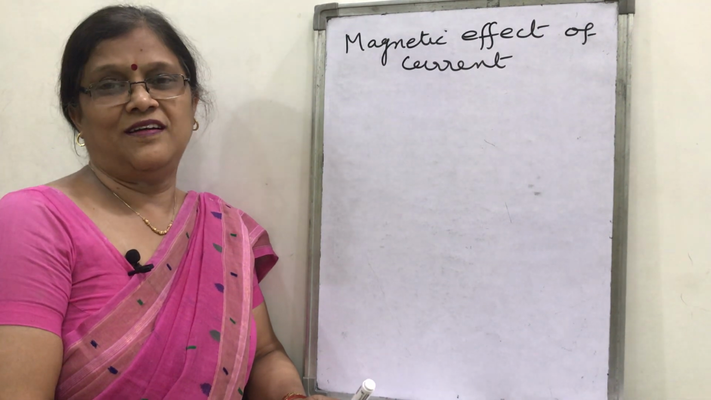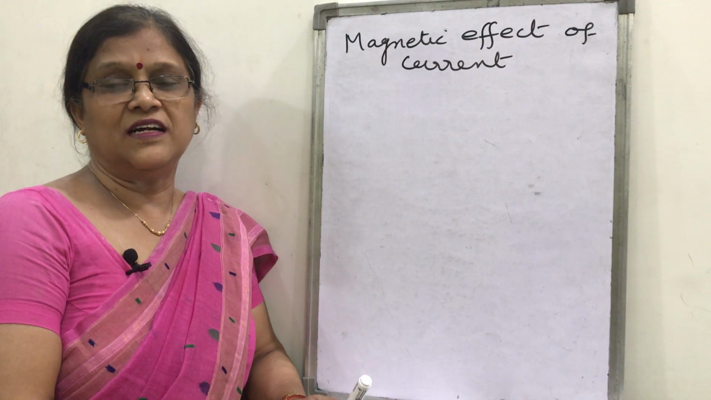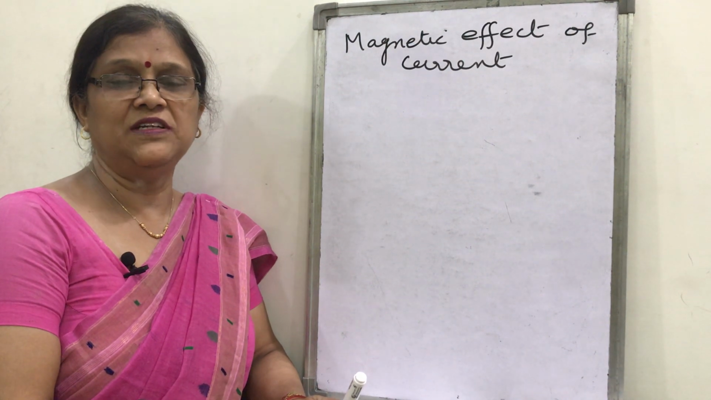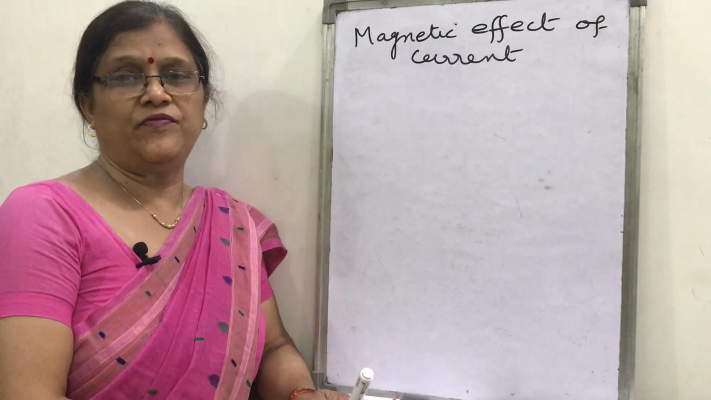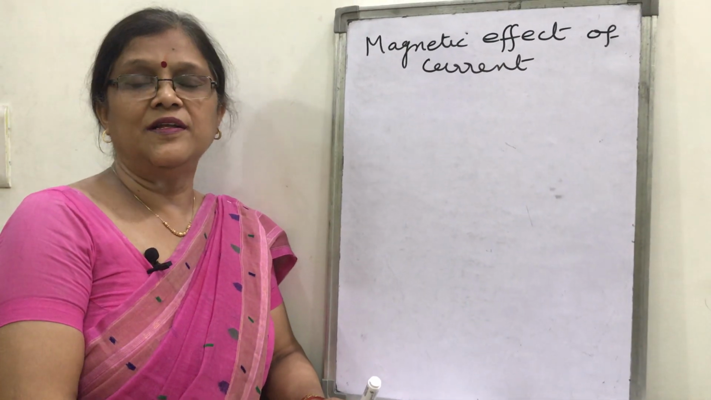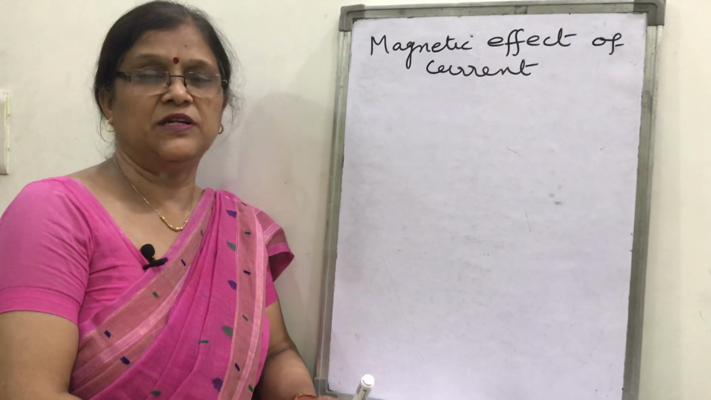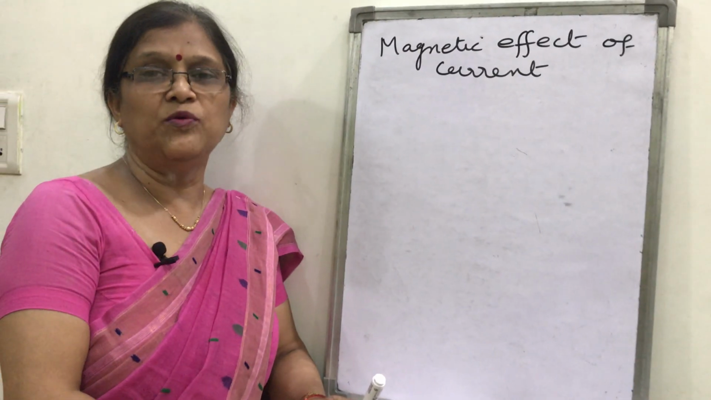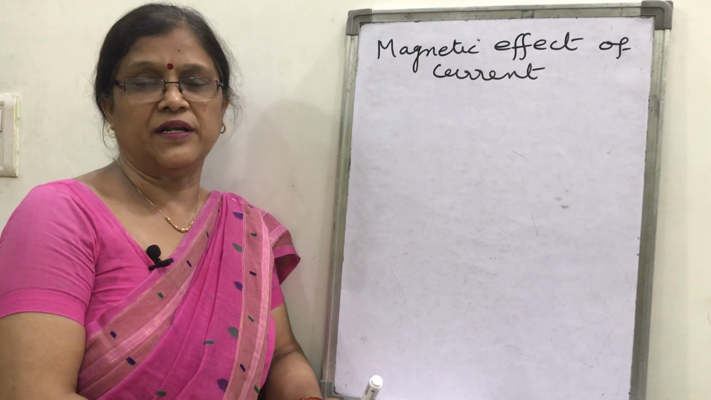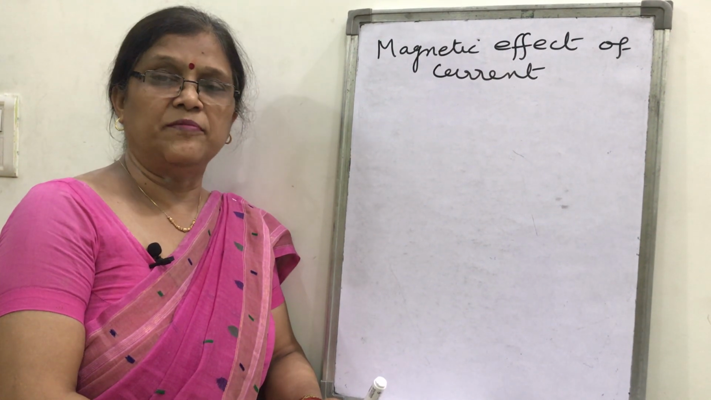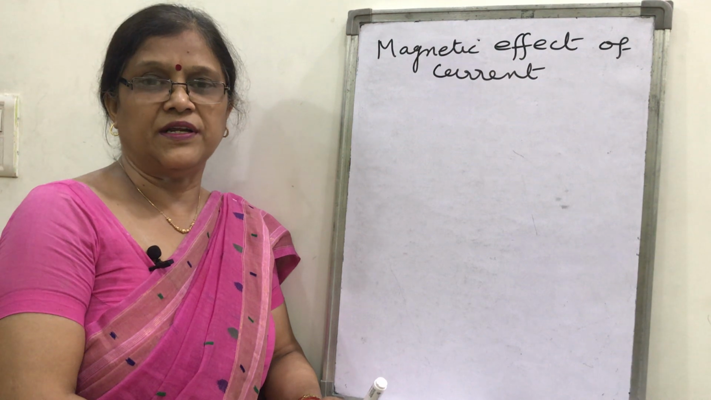We have read about the electric field, that is the region around a charge in which electric force can be experienced. You will be familiar also with the region around a magnet. You must have seen the permanent magnet having two poles, north and south poles, and the region around it is called the magnetic field. Like the electric field, the magnetic field is also a vector quantity.